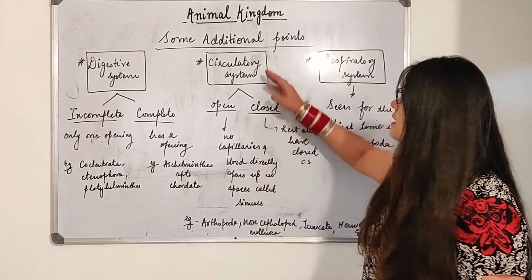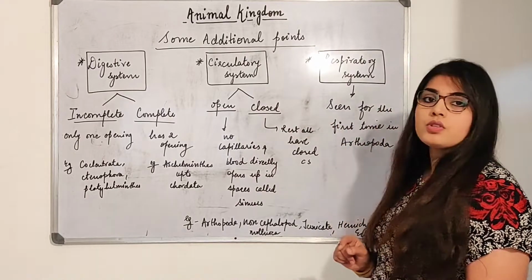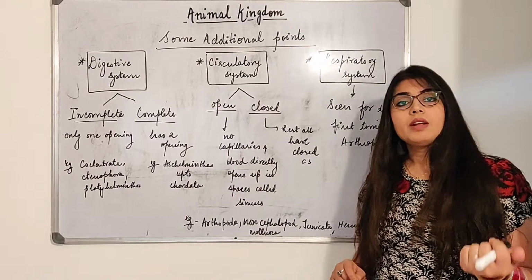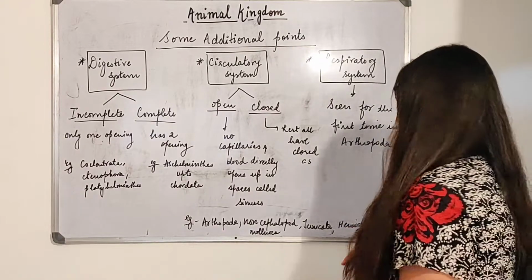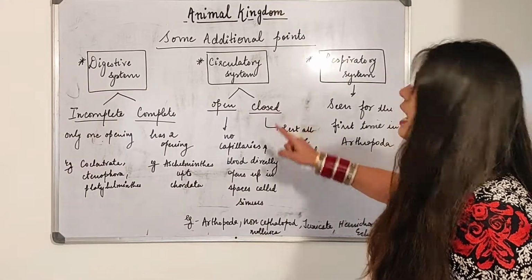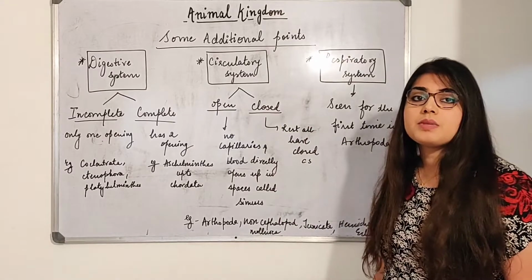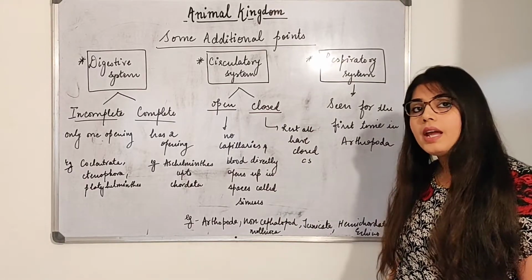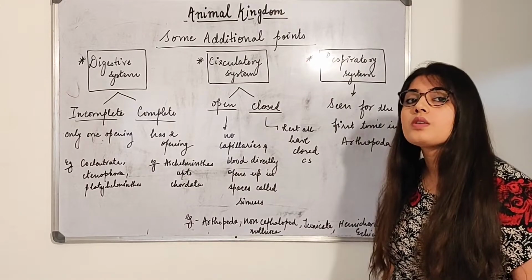Next, let's come to the circulatory system. So circulatory system is also of two types: open and closed circulatory system. So we are having which type of circulatory system, beta? We are having a closed circulatory system. We do not have open circulatory system.